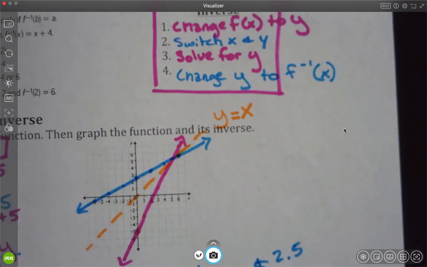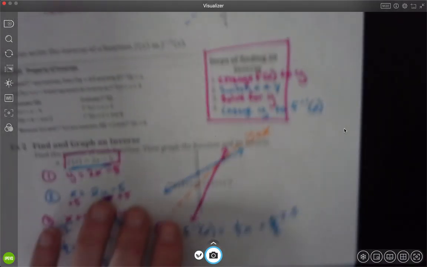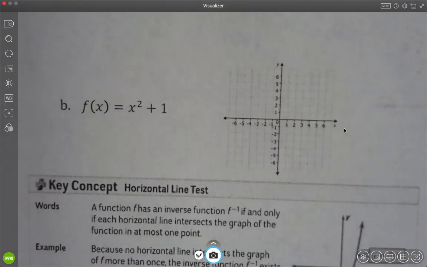We have more on this. Okay. So now, they do one that's a little bit harder, right? X squared plus 1 is what we're starting with now. Let's graph him to start with.